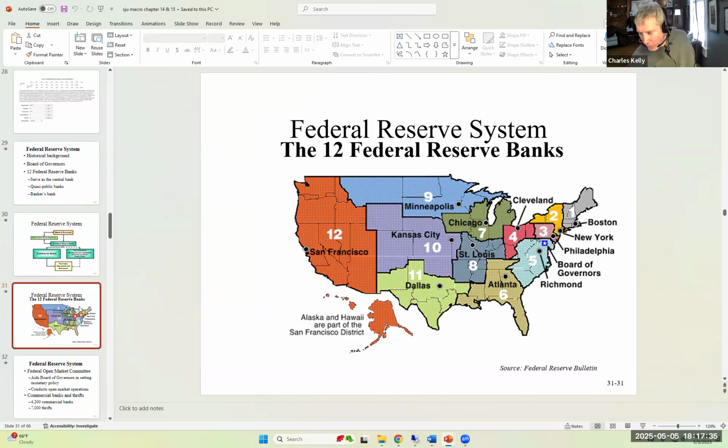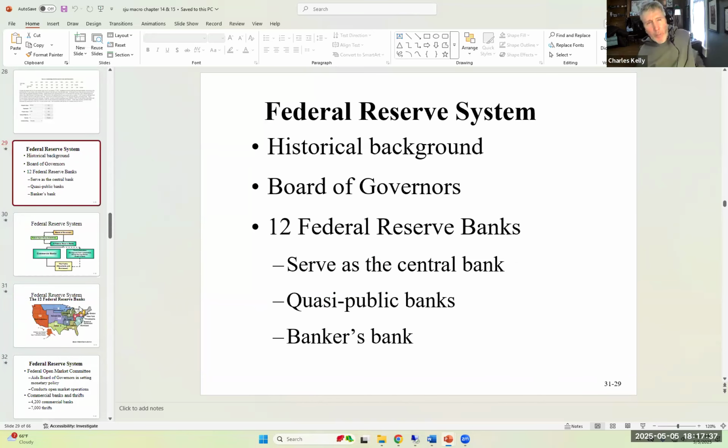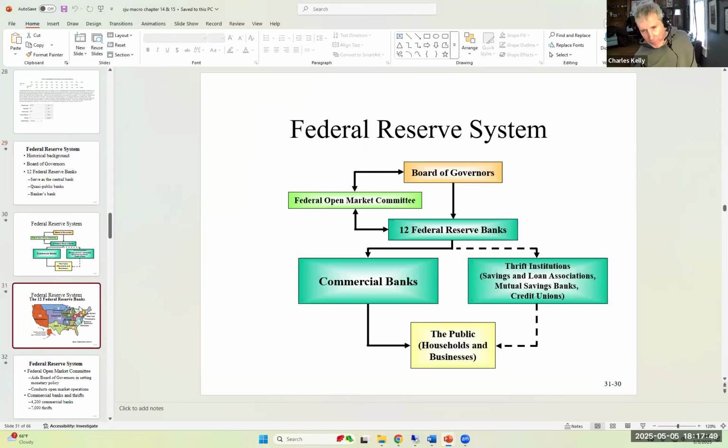Together, those 7 people on the board plus the 5 voting members of the Federal Reserve Bank presidents, they make up the FOMC, right? The Federal Open Market Committee. So when you look at, oops, sorry, I'm going to skip the slide.